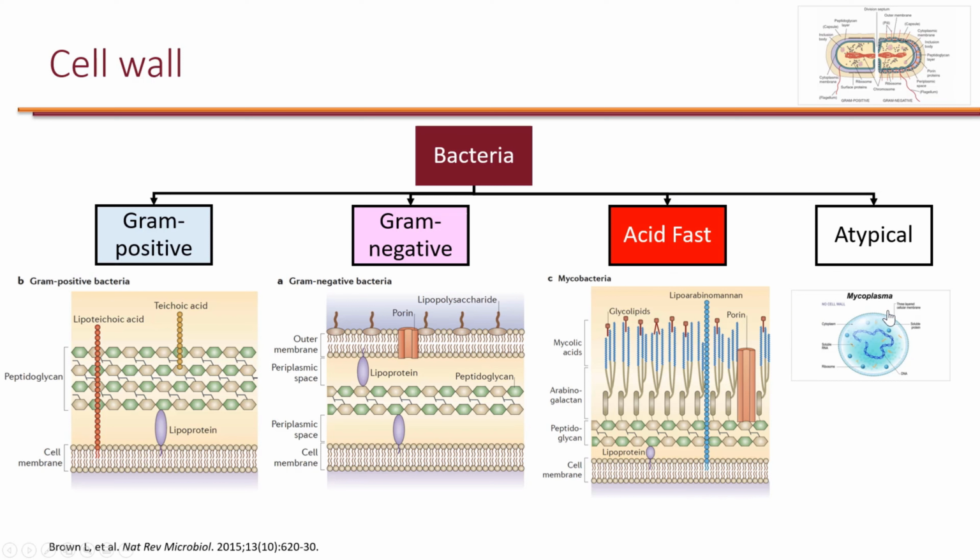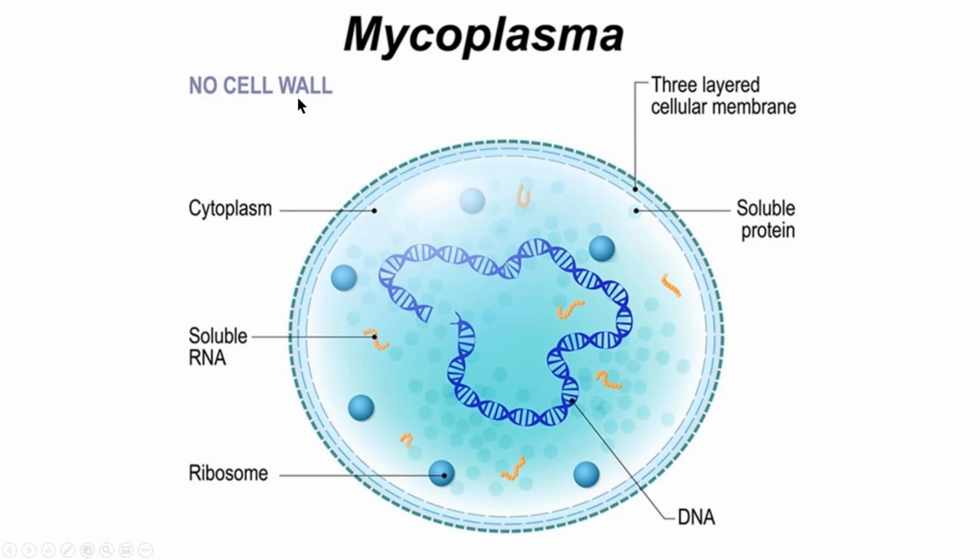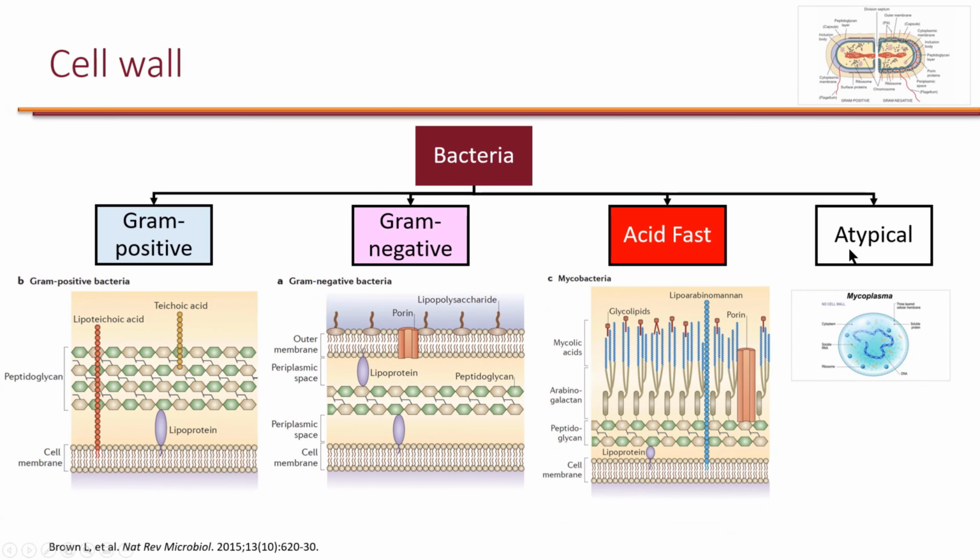And then the fourth group is what we call atypical, because they do not have cell wall. So they do not have peptidoglycan, because these three have peptidoglycan that can get, one way or another, stained. But the atypicals, because they don't have a cell wall, they don't get stained. So any of these techniques you use, they will not be stained. So these are atypical. So these are in general the four types of bacteria that are clinically important.